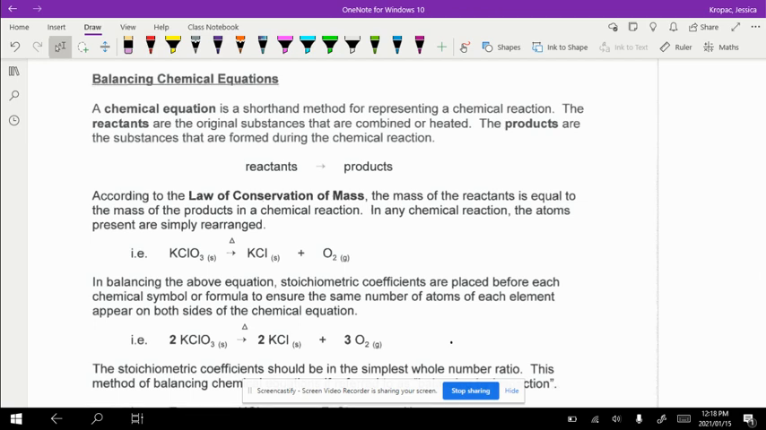So this is another shorter note just because we are still reviewing grade 10 concepts. One important thing that you're going to have to know in grade 11 and grade 12 chemistry is balancing chemical equations. So you did learn this in grade 10.